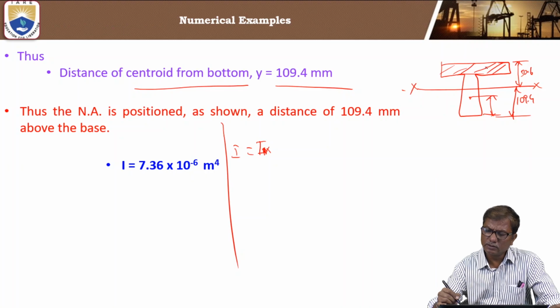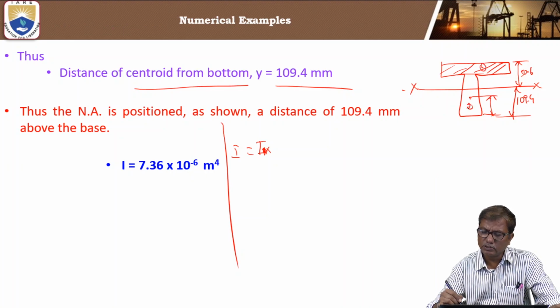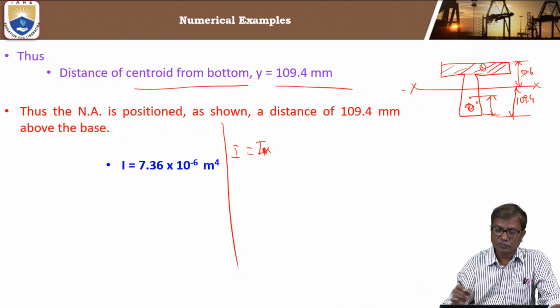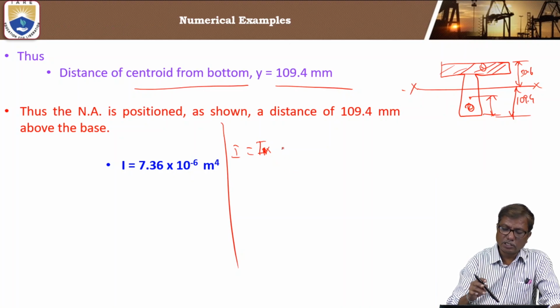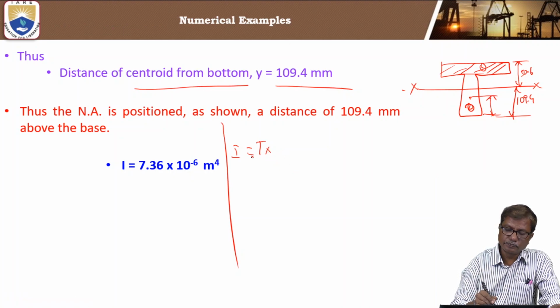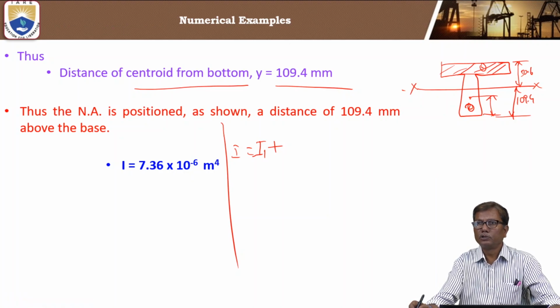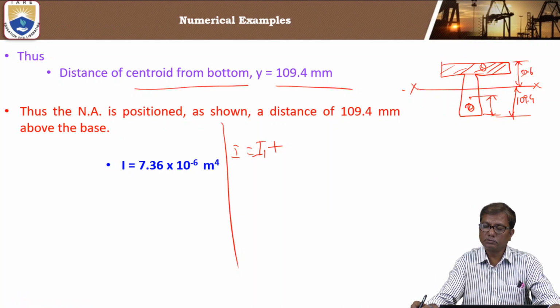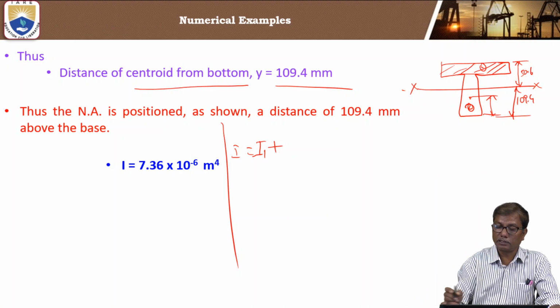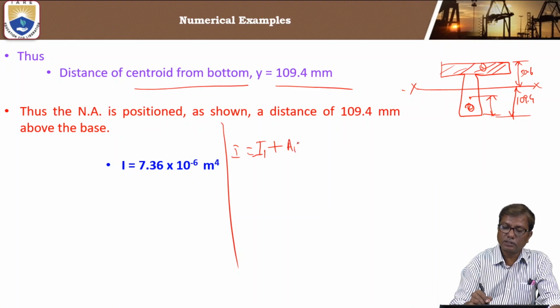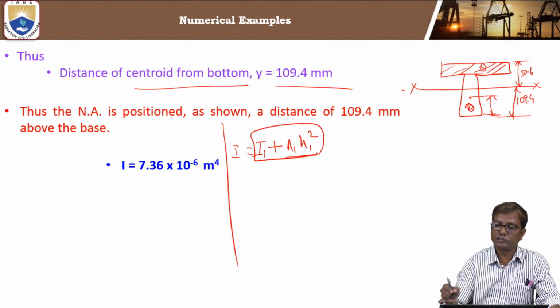That is 1 is flange, 2 is web. I1x, I call it I1 otherwise. I1 is the centroidal moment of inertia of the flange about its centroidal axis, which is nothing but BD cube by 12 for a rectangle, plus A1 H1 square. This is the parallel axis theorem.